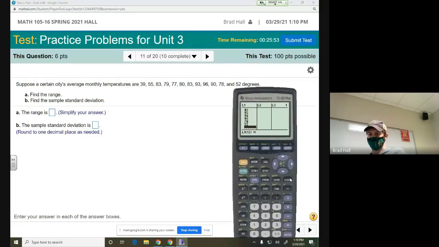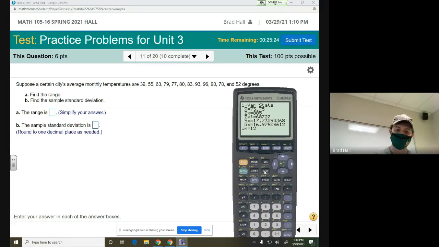Make sure I typed in everything correctly. 52, 78, 90, 96, 93, 83, 80, 53, 55, and 39. So the way we find, well, if anything, the range and standard deviation and all the other values that are pertinent to this class, they're one variable statistics.